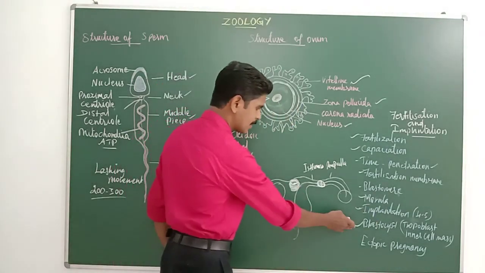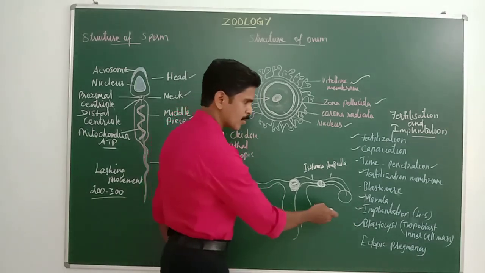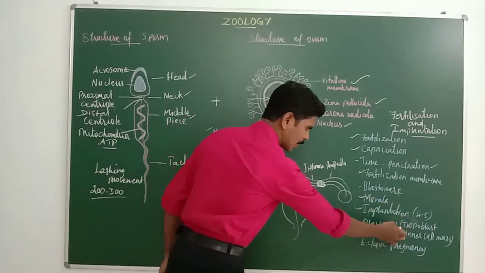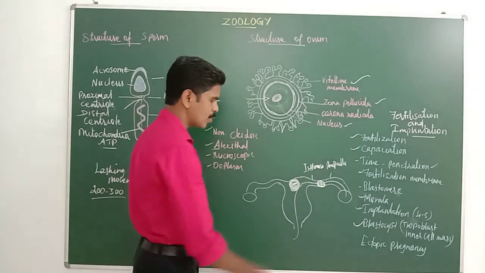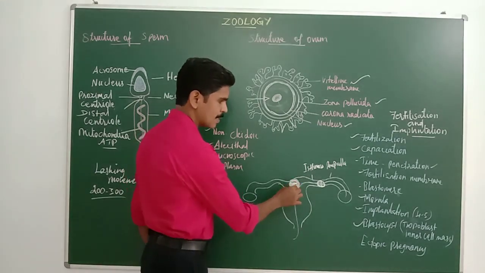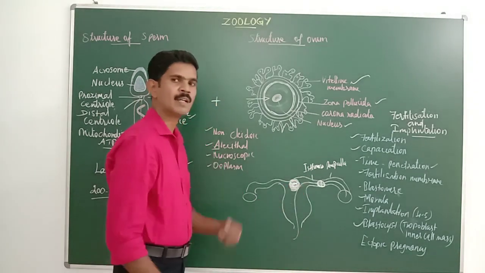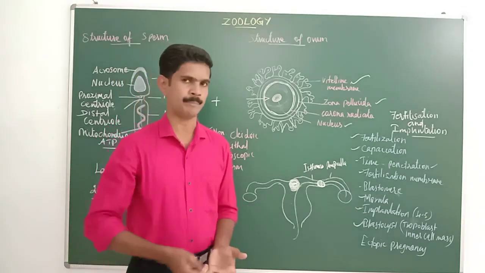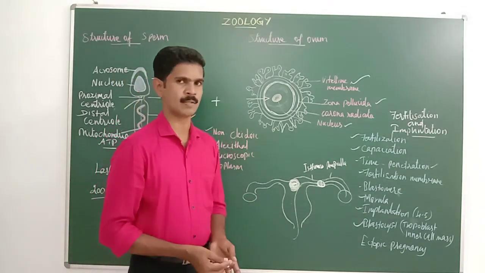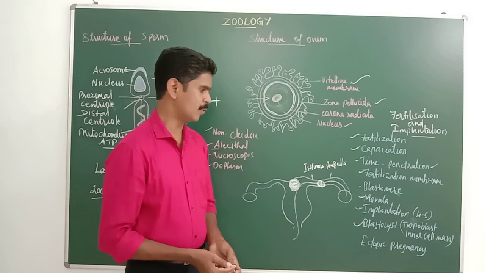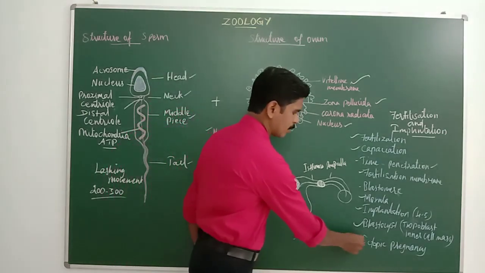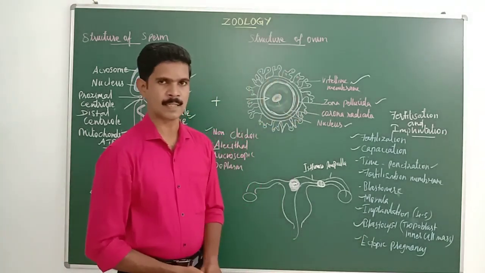Okay, this blastocyst consists of two important cells. One is the trophoblast cell and the second one is the inner cell mass. So this inner cell mass present inside this blastocyst only develops into the embryo or baby. Okay, it develops into the fetus or baby. Understand? Then one more point you have to remember here: ectopic pregnancy.